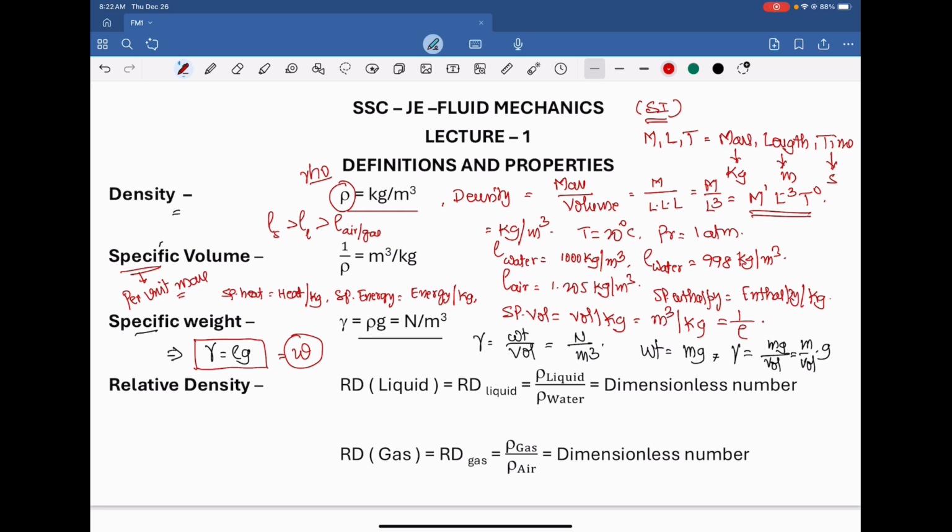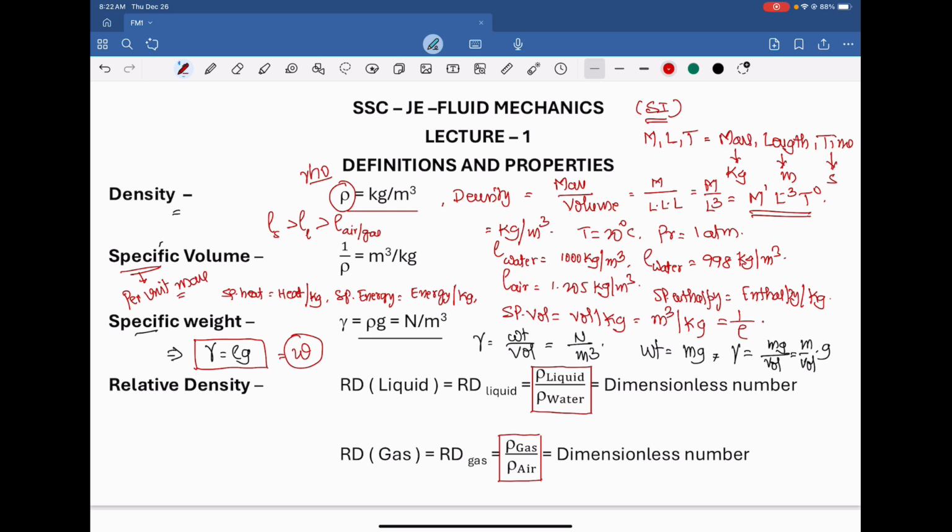Relative density. What is relative density? Density of some fluid divided by density of water. The relative density of a liquid is, when you take the liquid, the density of that liquid divided by density of water. Very, very important. Similarly, the relative density of a particular gas will be the density of the gas by density of air.